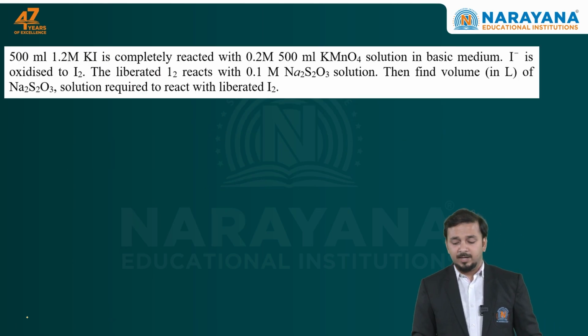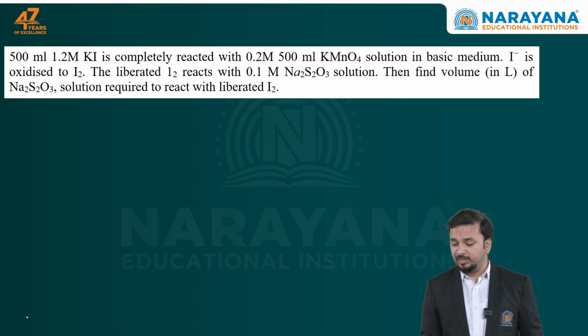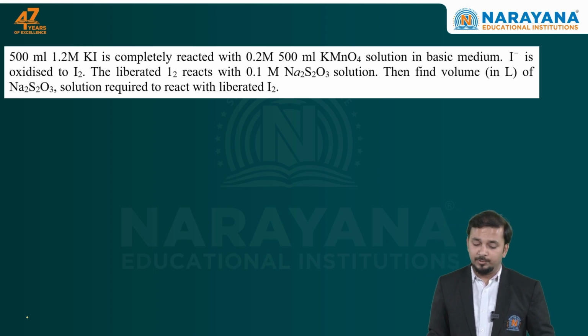Next, if you see, the other question is from titration. The question says 500 ml of 1.2 M KI is completely reacted with 500 ml of 0.2 M KMnO4 solution in basic medium. I minus is oxidized to I2. The liberated iodine reacts with 0.1 M Na2S2O3 solution. Then find the volume of Na2S2O3 solution required to react with the liberated I2.